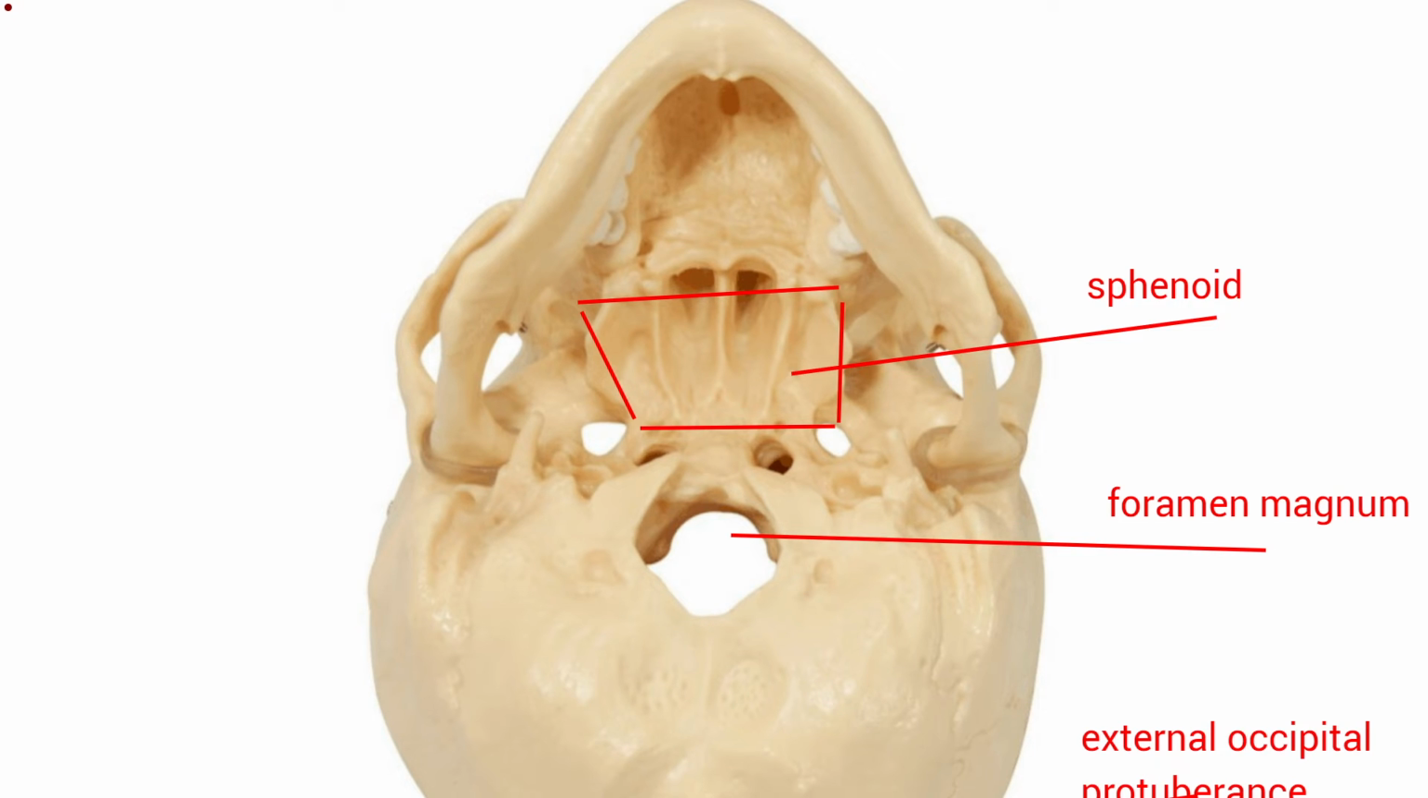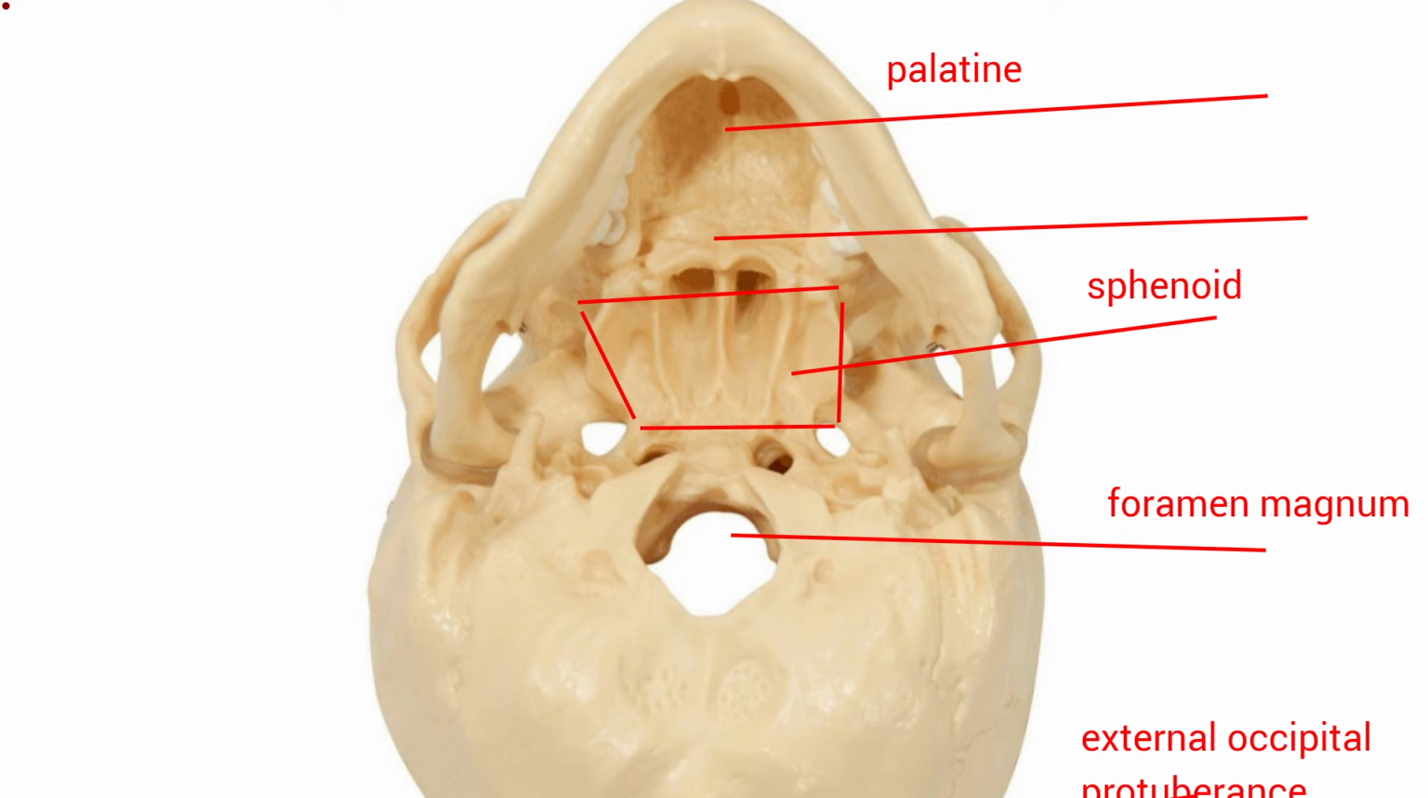This is the roof of your mouth right here. So we got two bones that make that up. One right there and one right here. Let me move that arrow a little bit. Now this is the palatine process of the maxilla, and then this is the palatine bone.